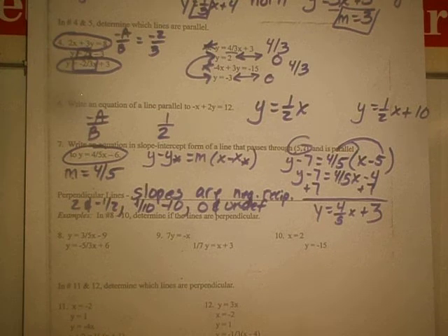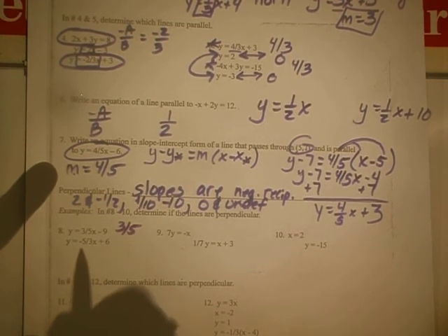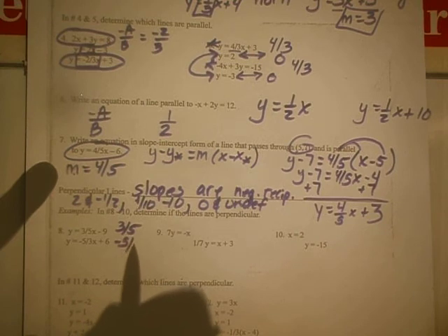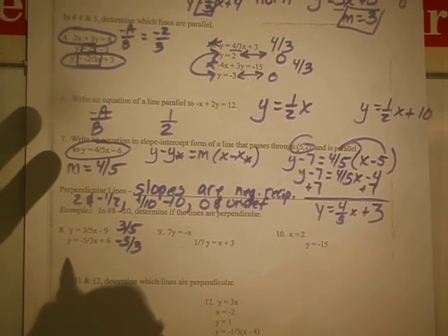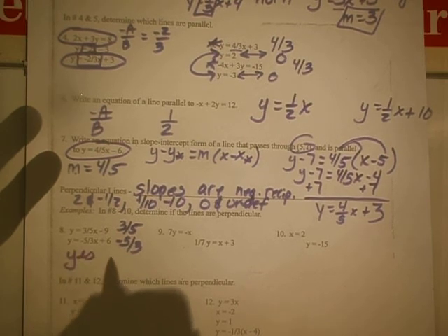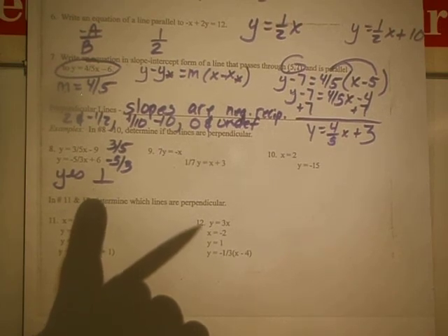Number 8 says determine if these lines are perpendicular. So number 8, we need to find the slopes. If they're negative reciprocals, then they are perpendicular. The slope of this first line is 3/5. The slope of this line is negative 5/3. Those are negative reciprocals, so you would just say yes, perpendicular. And this symbol right here, this upside down T, is the symbol for perpendicular.